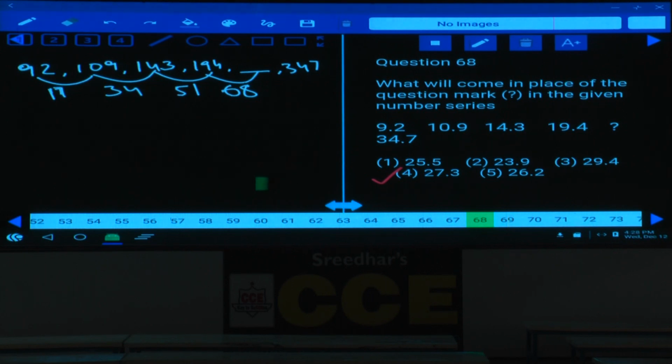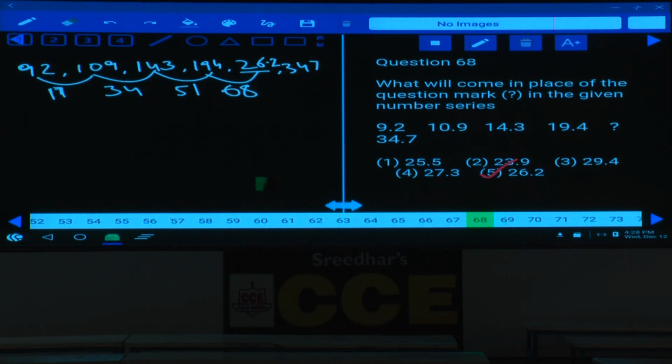262 is the answer. But as we had multiplied the number with 10, now finally we should divide this by 10. Then what is your answer here? 26.2. That is given in choice 5. Done with this? Now the differences between the numbers are 1.7, 3.4, 5.1, 6.8 and so on.